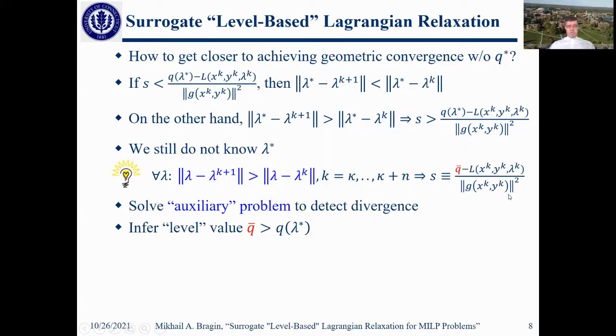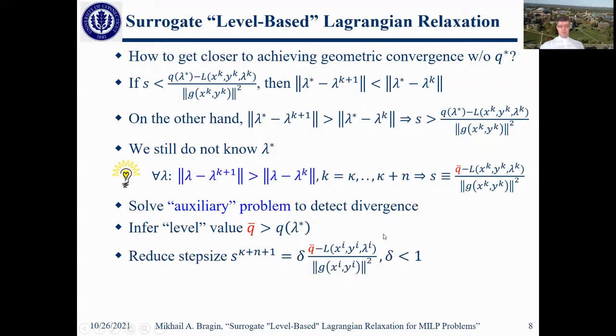So the procedure is to solve the auxiliary problem to detect divergence, then to infer the level value Q, the overestimate of the optimal dual value. And since we know the step sizing formula is too large, we reduce the step sizing formula in the future iterations. This simple idea really gets the job done.